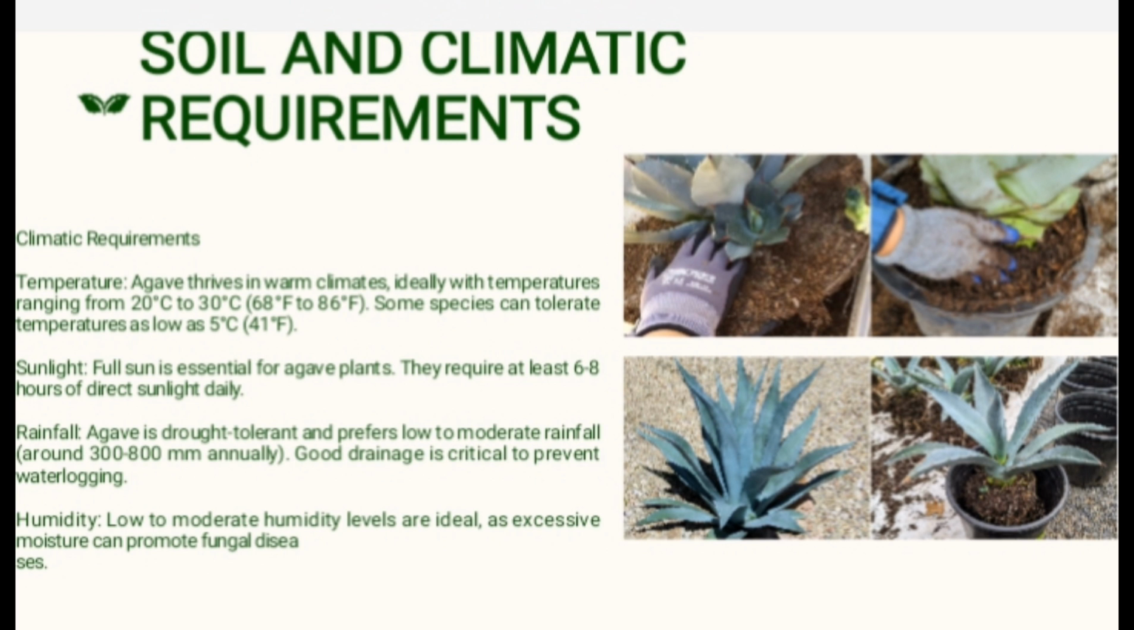So agave is drought tolerant and prefers low to moderate rainfall. So to avoid this scenario, you should prefer good drainage to prevent waterlogging. For humidity, agave prefers only low to moderate humidity levels, because too much moisture can promote fungal diseases.